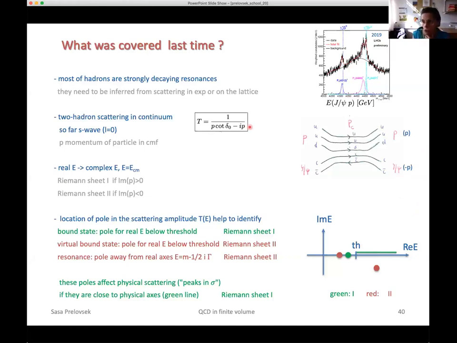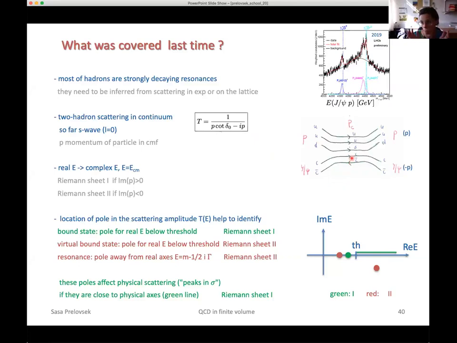We said that most hadrons are strongly decaying resonances, and in particular, almost all exotic hadrons like pentaquarks and tetraquarks are strongly decaying resonances. So for example, they are observed as peaks in the cross section in experiment. And that's the way we need to observe them also on the lattice. So we need to study scattering, like this scattering of a proton on J/psi, which you would have to do to find pentaquark peaks, for example, but you'd have to do more actually.